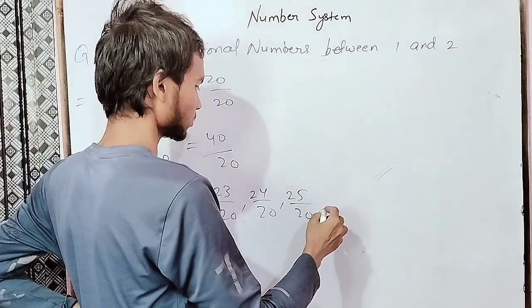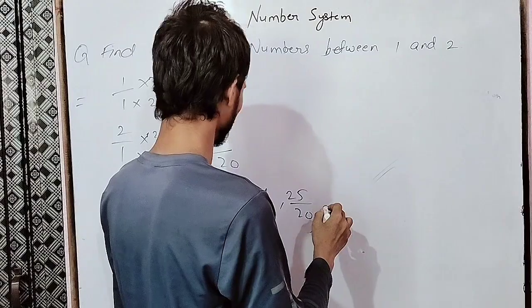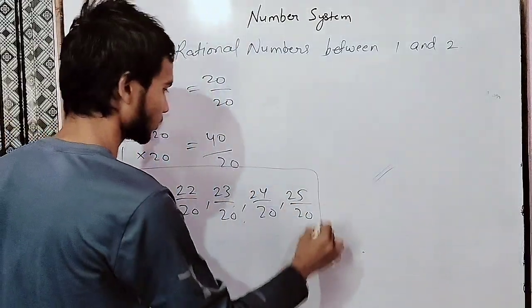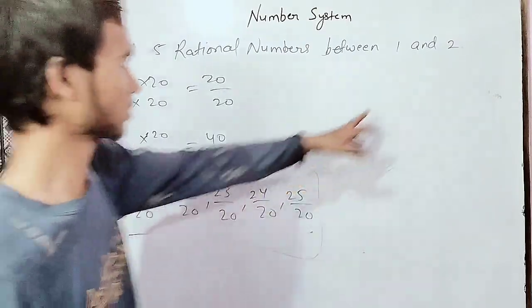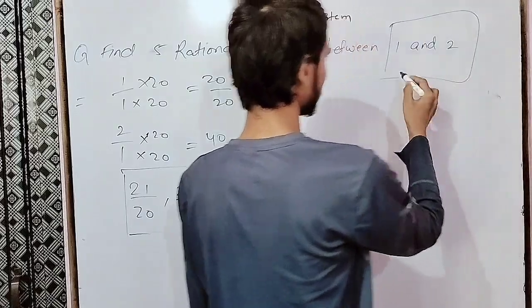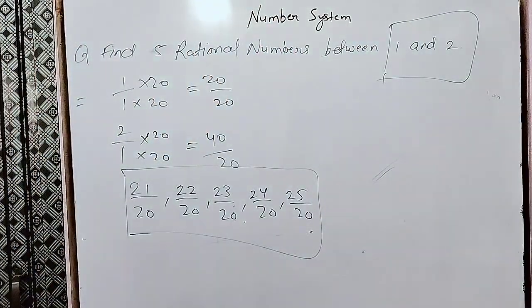Okay. So we have written 5 rational numbers between these numbers. So these are 5 rational numbers.